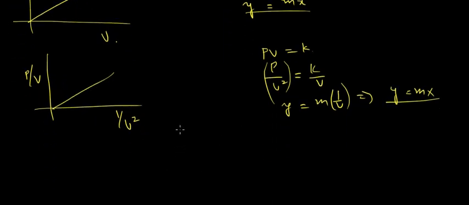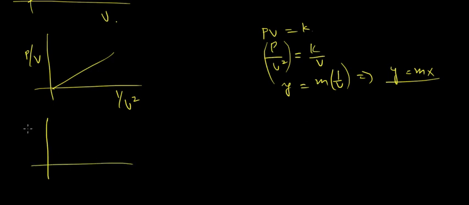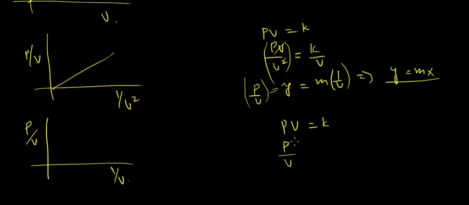Okay, what would be the nature of graph at constant temperature and number of moles between P upon V and, let's say, 1 upon V? So what would be the nature of this graph? Again PV equals constant, divide on both the sides by V square. Rather, this was PV upon V square, so V and V got cancelled, so Y would be equal to P upon V.